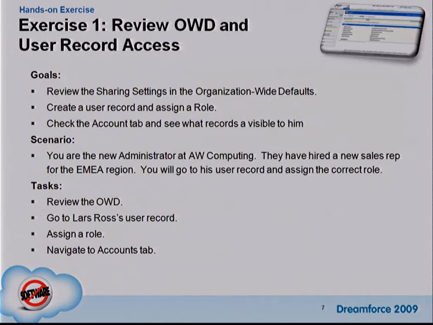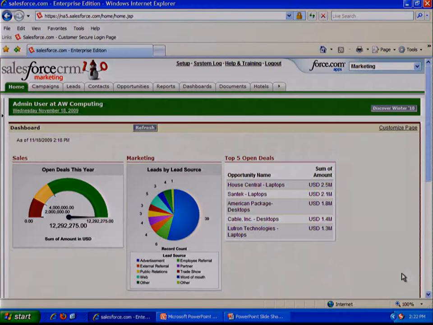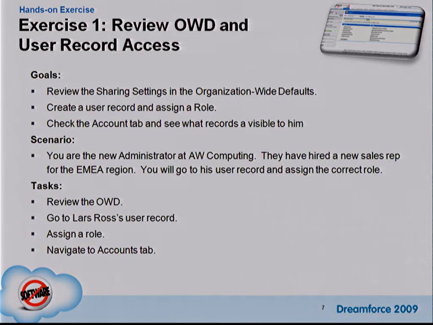All right, so let's now go into our training org and let's review organization-wide defaults. So what we're going to do is we're going to go in and take a look at a user record. We're going to take a look at our organization-wide defaults. And then we're going to test it. We're actually going to go in, log in as a user, and see which accounts they can see.